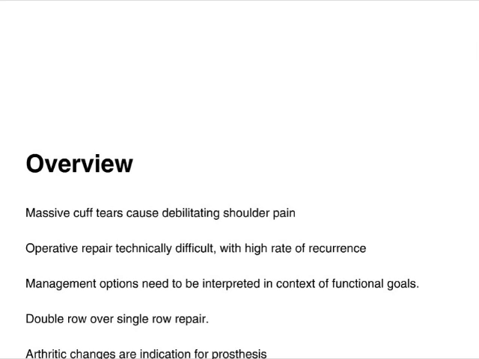Specifically for partial and complete repairs, they advocate double row over single row currently, whether it be arthroscopic or open. And as soon as you're getting a degenerative joint or arthritic changes, the indications are more for management with a prosthetic.